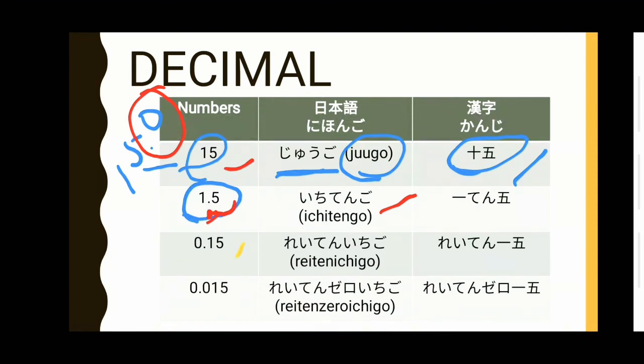Then I moved it by two. 1, 2. So it became 0.15. In English, we can read it as 0.15. But in Nihongo, the 0 point is read as reiten. Then the values after the decimal point, on the right side, we read number by number. Ichi and go. So you can see, we read it in full as reiten, ichi, go.